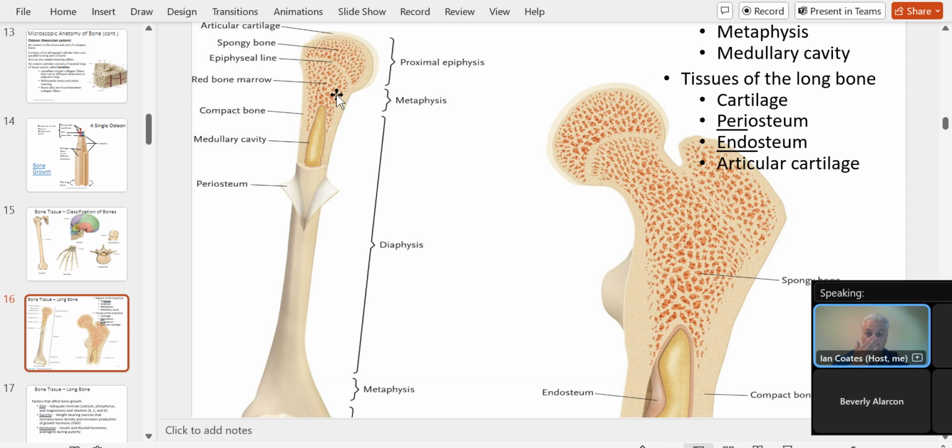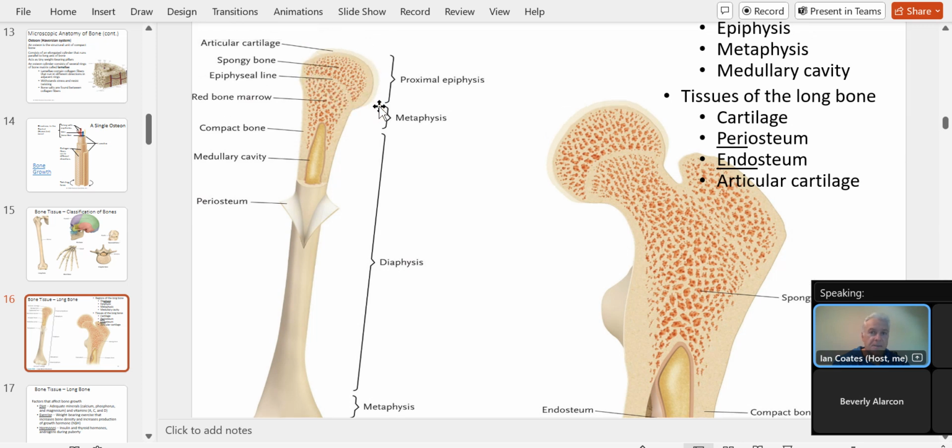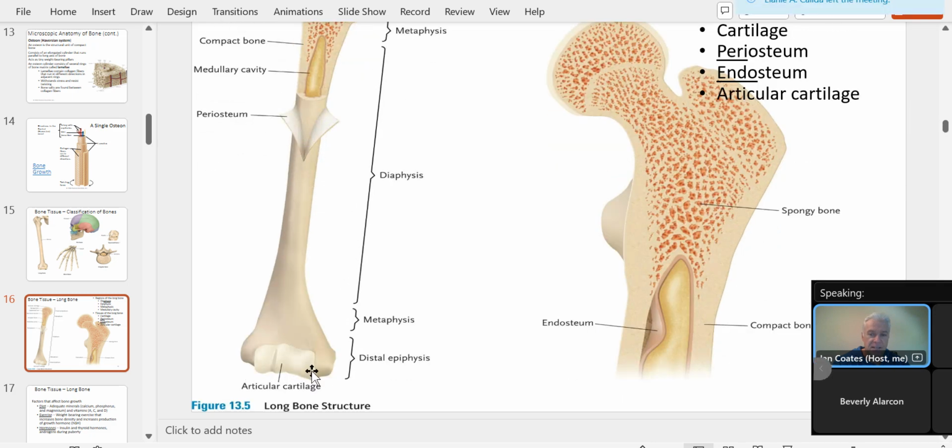You'll see there's what we call an epiphyseal line, epiphyseal plate. That's where the growing happens. And then you'll see the epiphyses on the ends, and on the ends of long bones you'll have what we call articular cartilage. Articulate means joint. You never want bone touching bone. You have to have cartilage on the outside of these bones to protect them so that these bones can interact with other bones.